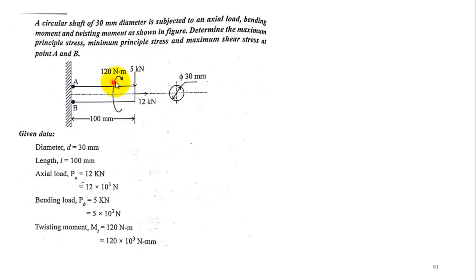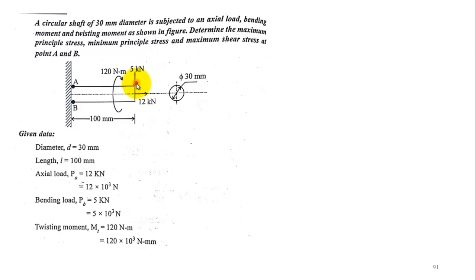If you see, here bending is acting. Here this 12 kilonewton of axial load, in this case, is a tensile loading condition. Tensile load is acting, and also a torsional twisting moment of 120 Newton meter is acting on this cantilever beam fixed at one end. If you consider this system, we have to find the maximum principal stress and minimum principal stress, and also maximum shear stress at points A and B.